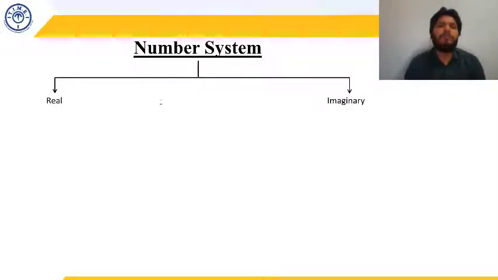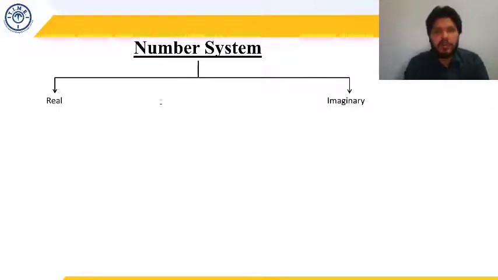What are real numbers? Numbers which can be represented on the number line, or real line, or x-axis, are called real numbers. Numbers which cannot be represented on the x-axis or number line are called imaginary numbers. Or we can say imaginary numbers are those numbers in which the quantity inside the under root is not positive, or the under root of negative quantities are called imaginary numbers, and the under root of positive quantities are called real numbers.